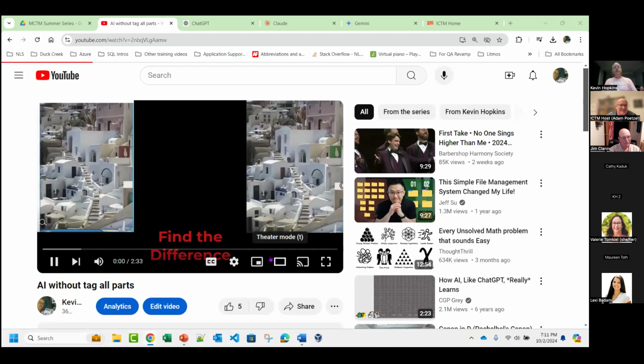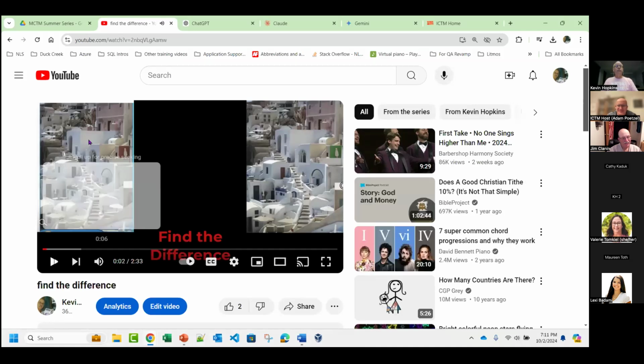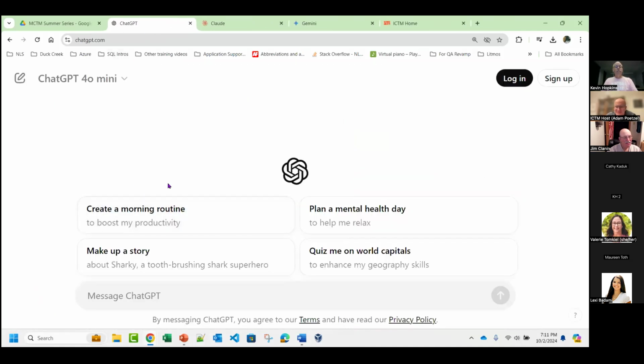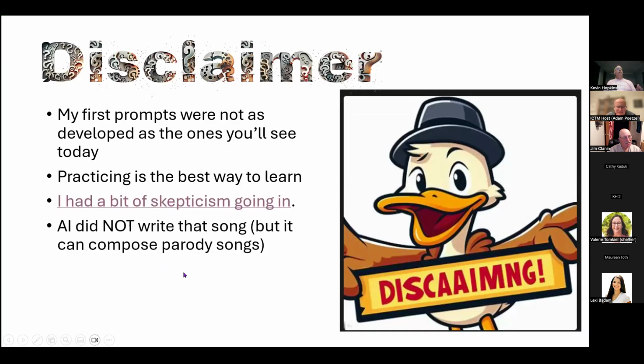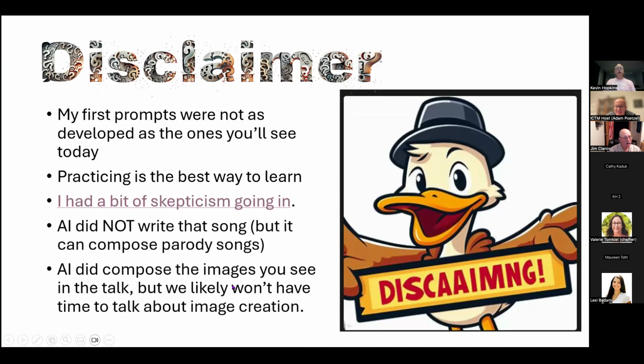Now, AI didn't write that song, but it can actually compose some parody songs. And it is composing the images we're seeing. Again, I'm not going to have a lot of time to do things with images, but putting text on images, it tends to fail and not do very well. I told it something about disclaimer, and that this is the wording it came up with.